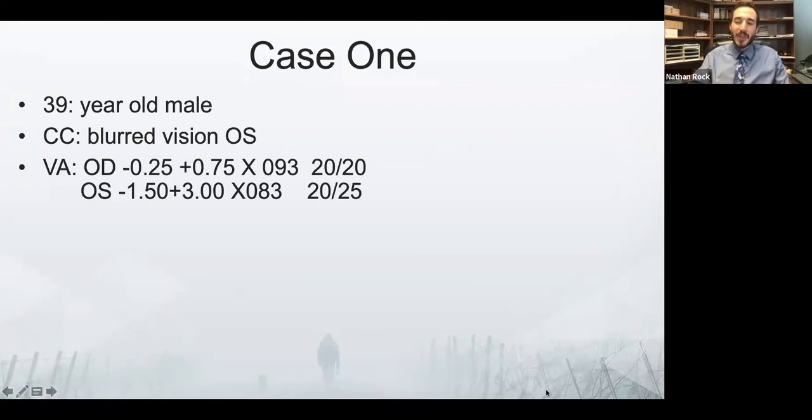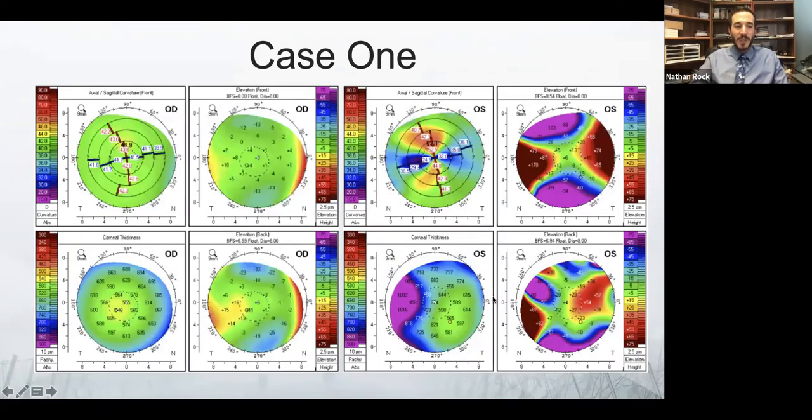I bet someone could figure out, without even knowing what the topography is, where we're headed with this case. And if someone wants to throw it in the chat box, Marianne can read it off. But I think it becomes fairly clear here on the topography. So the right eye shows a very uniform surface of the cornea, mainly looking at the axial map as we had discussed some earlier.